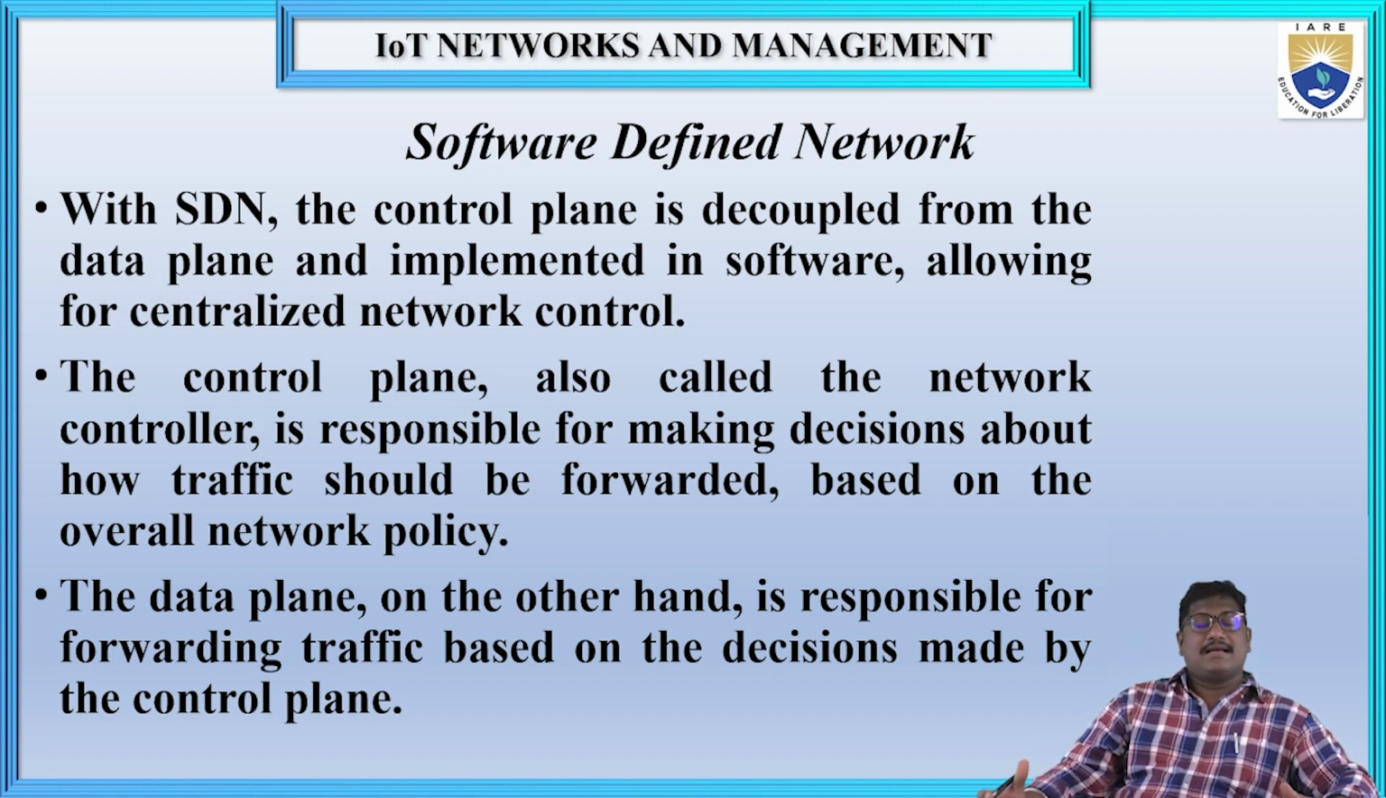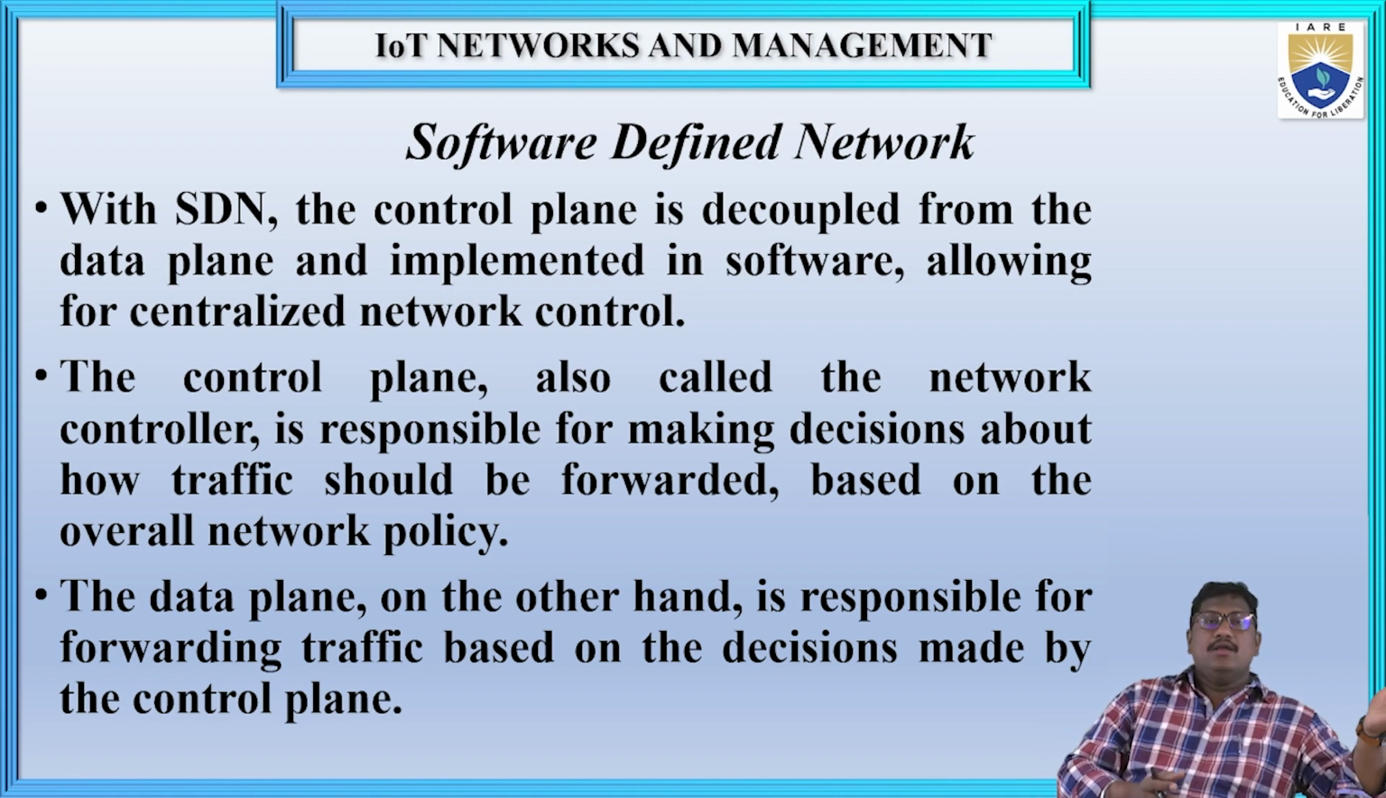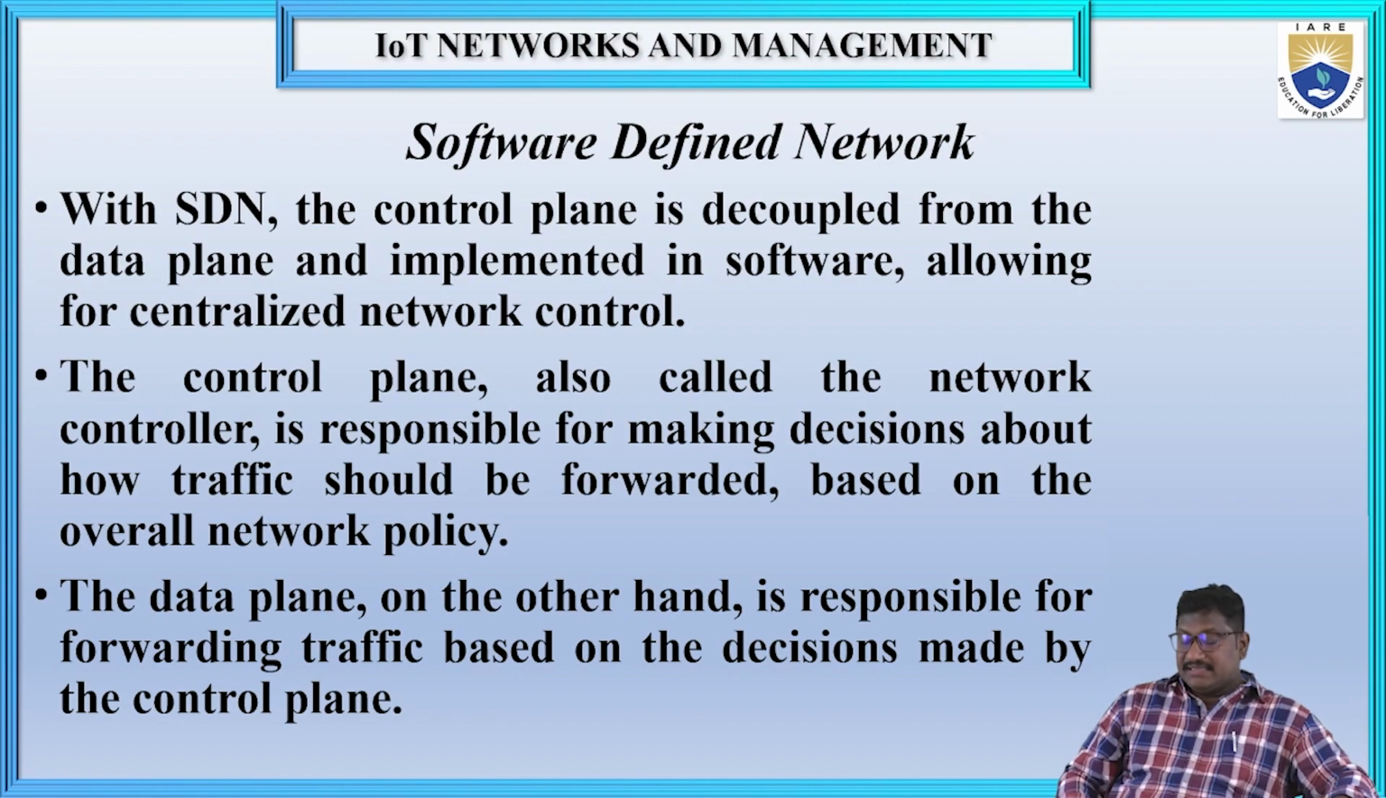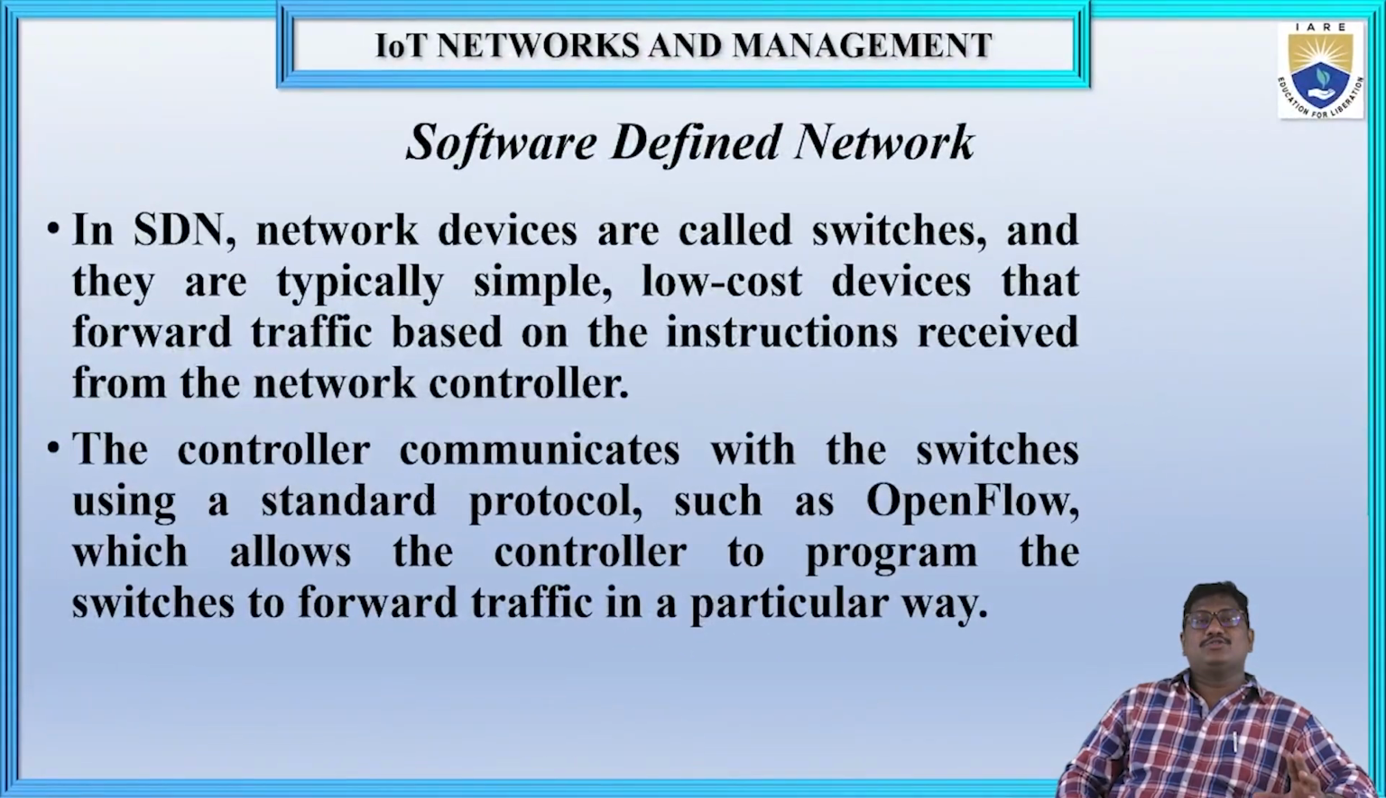And here the control plane is also capable of this particular network controller, which is responsible for making decisions on how the data has to be transferred, in which path the data has to be transferred, and how congestion has to be avoided through the network. All things should be taken care of. And here we are also able to decide how the traffic should be forwarded and how it should be parallelly balanced over the network. And the data planes, on the other hand, are responsible for forwarding the traffic based on decisions from the control plane. This is how this particular SDN is going to function.